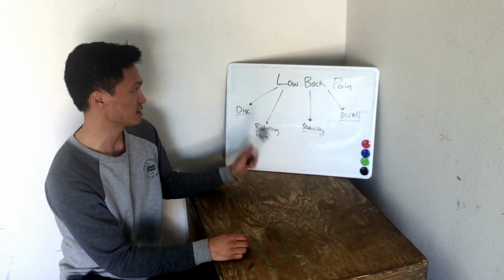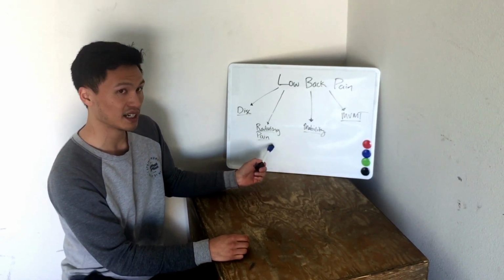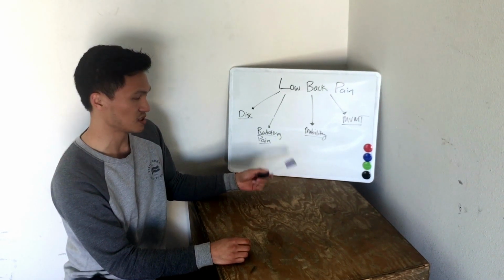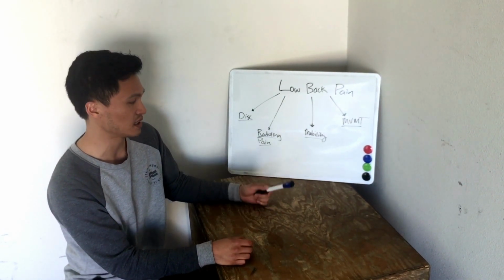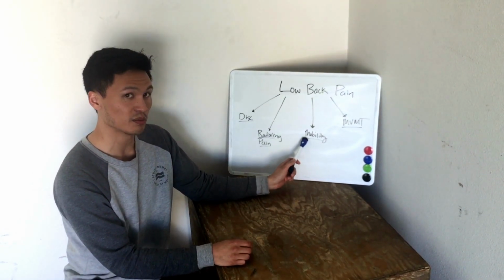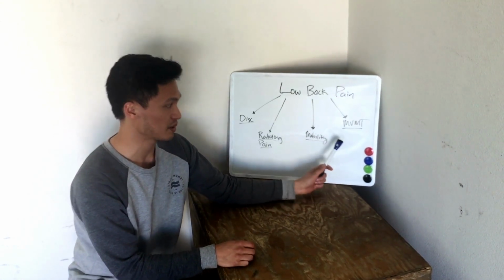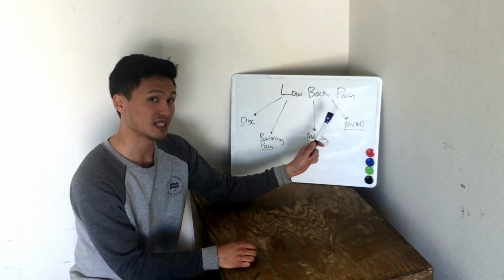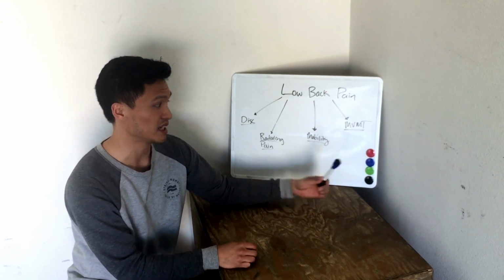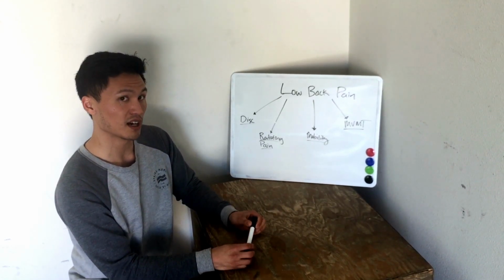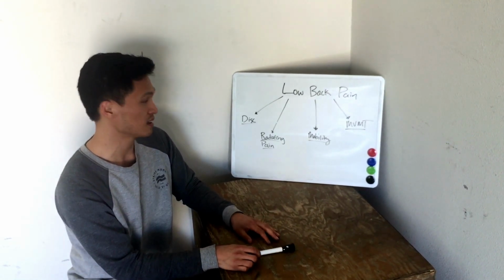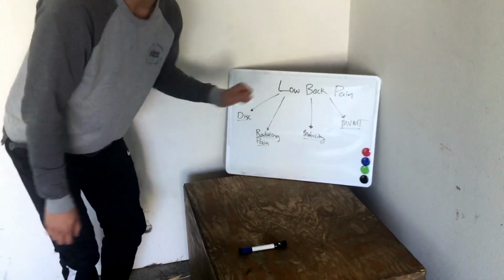We have disc low back pain, radiating low back pain, which is like sciatica or pain traveling down the leg. We have low back pain with mobility, and we have low back pain that's related to movement coordination deficits and power deficits. And right now I'm going to pass it over to Clayton to talk about nerve pain.